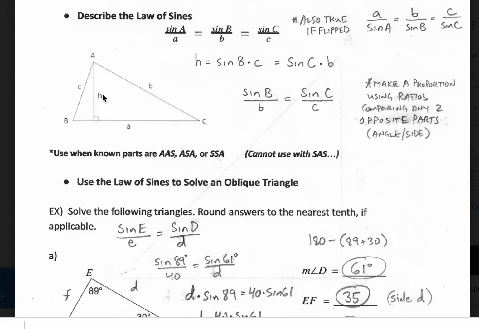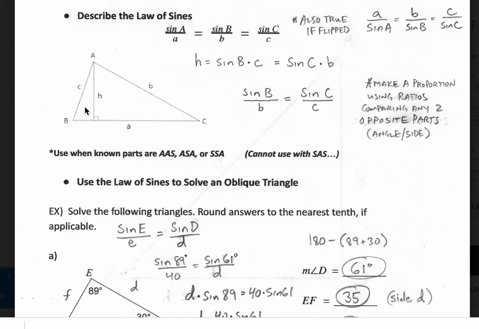If I wanted to solve for h using the right triangle on the right side, I could say the sine of angle C would be equal to the ratio of h over b, opposite over hypotenuse. I could solve for that opposite side by multiplying by the hypotenuse. So the sine of angle C times b would give me my h length.